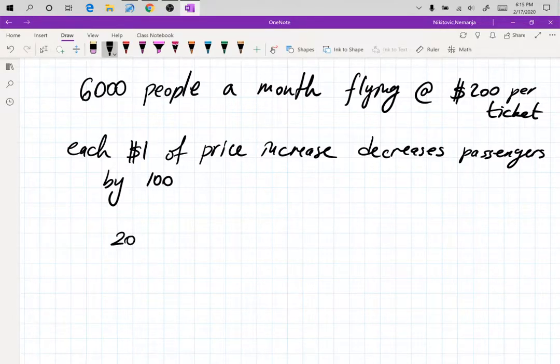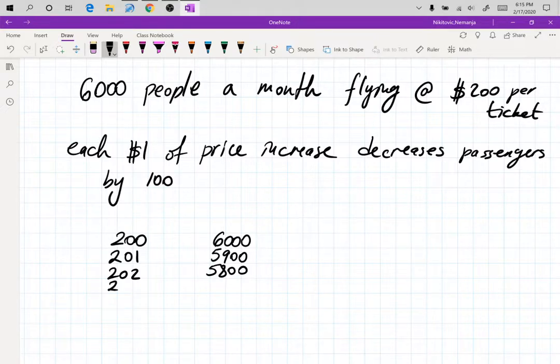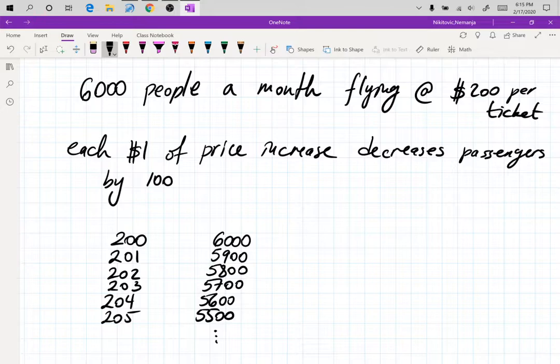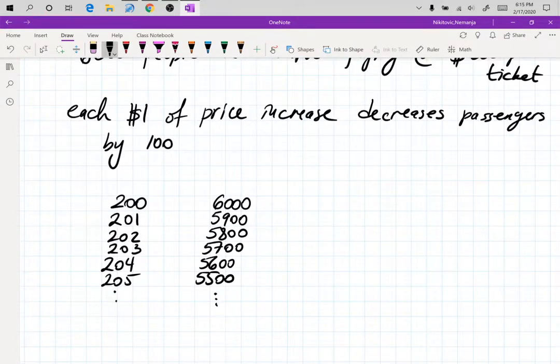If the price is 200, we will be flying 6,000 people. If the price is 201, we'll be flying 5,900. If it's 202, 5,800. 203, 5,700. 204, 5,600. 205, 5,500. And then you can keep increasing the price until you run out of passengers, right?